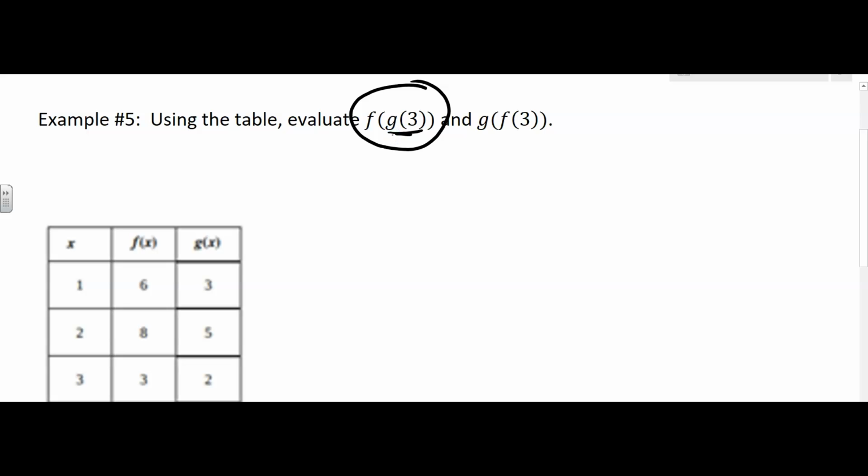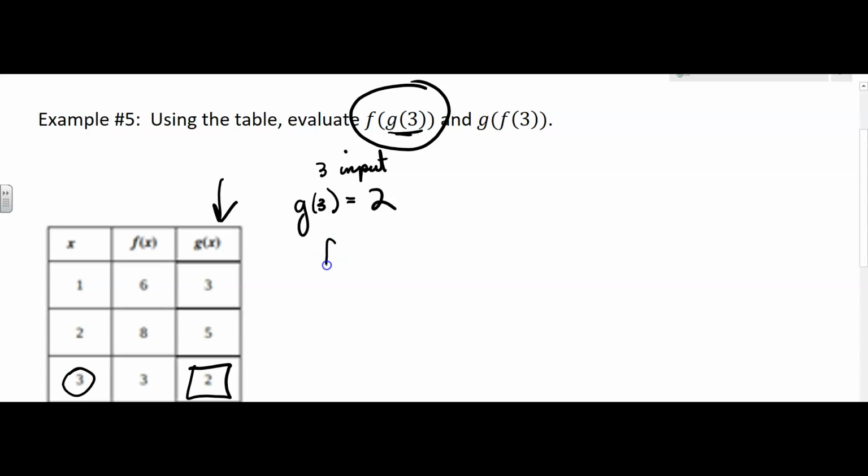Now that means 3 is the input. So we want to go to the g column and find g of 3. Our input here is 3. We read over and we get 2. So g of 3 is 2. When x is 3, you get out 2. Okay, so hopefully that's making sense.